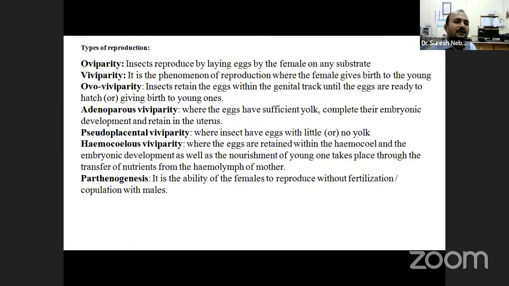Then types of reproduction, like oviparity. What is oviparity? What is viviparity? What is ovoviviparity? Once you understand these terms, you should know the examples of them: where you find oviparity, where you find viviparity. Now take the example of aphid. Everybody should be clear about the aphid life cycle.